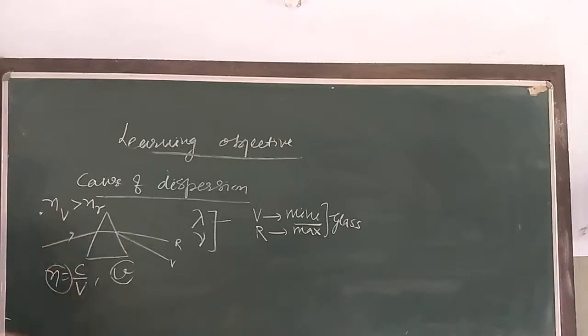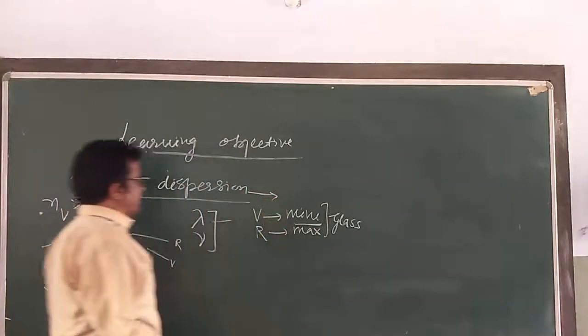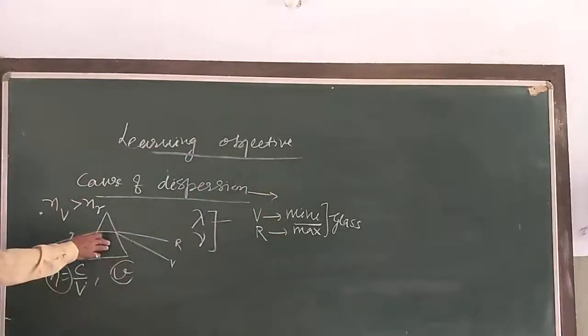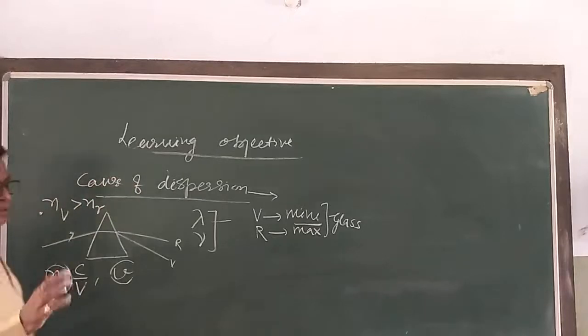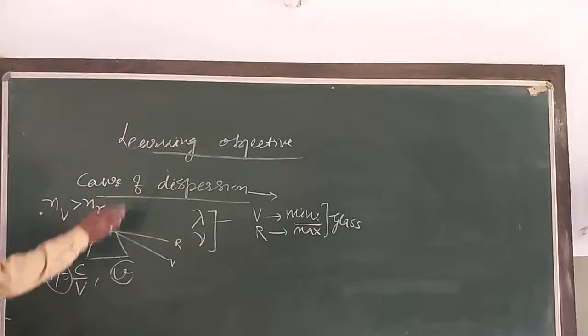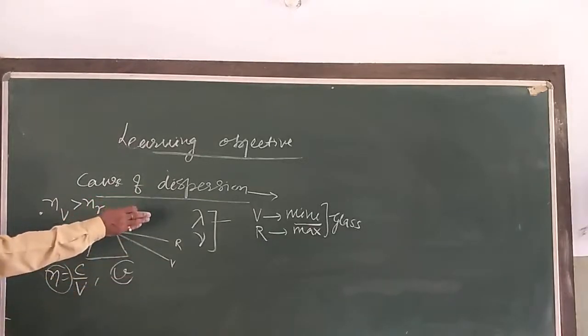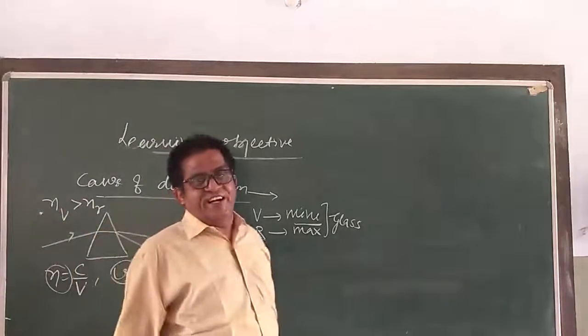So what is the cause of dispersion again? The cause of dispersion is that different colors of white light, having different wavelengths, deviate through a different angle on passing through a glass prism. That is why they split on coming out from the prism along different directions.